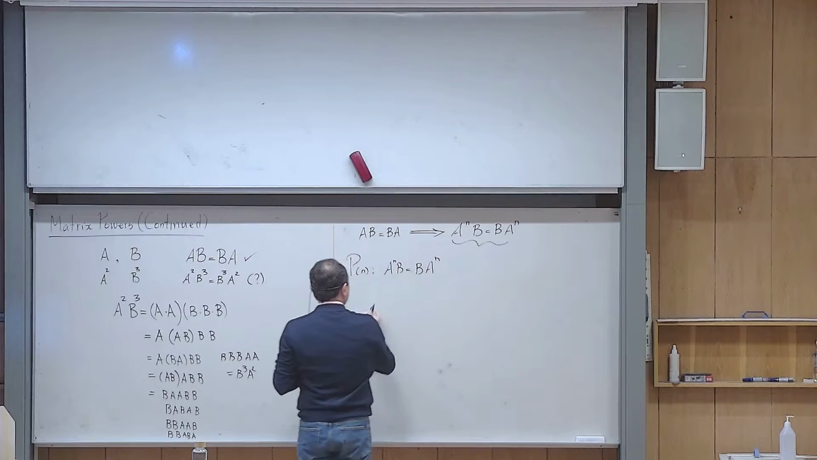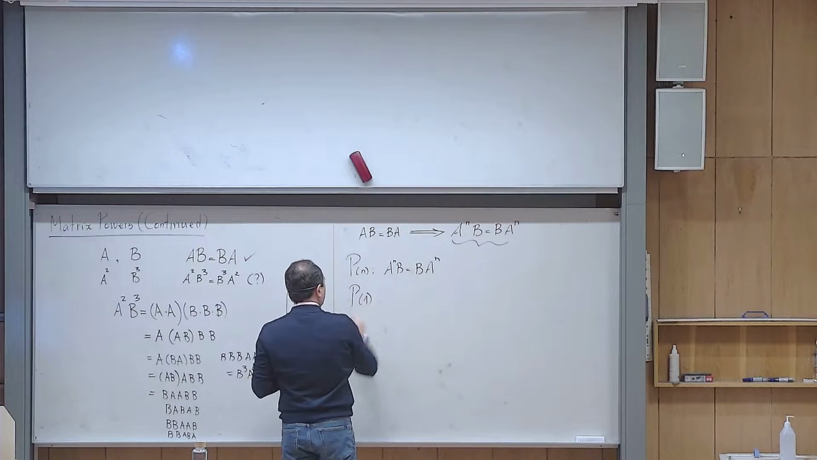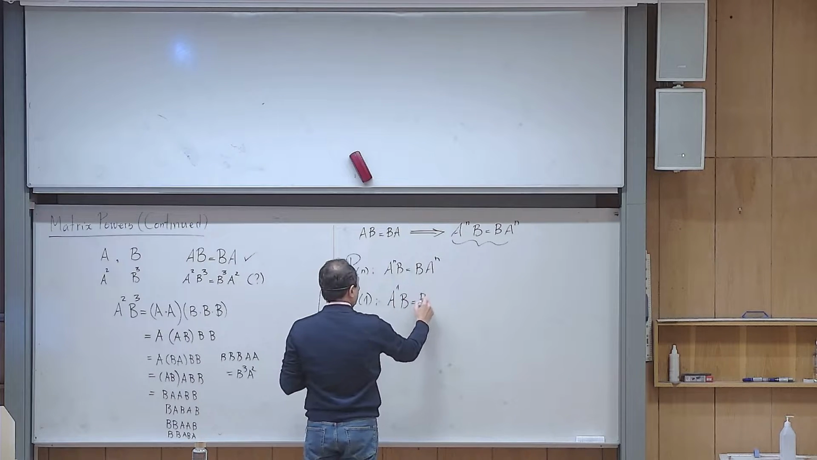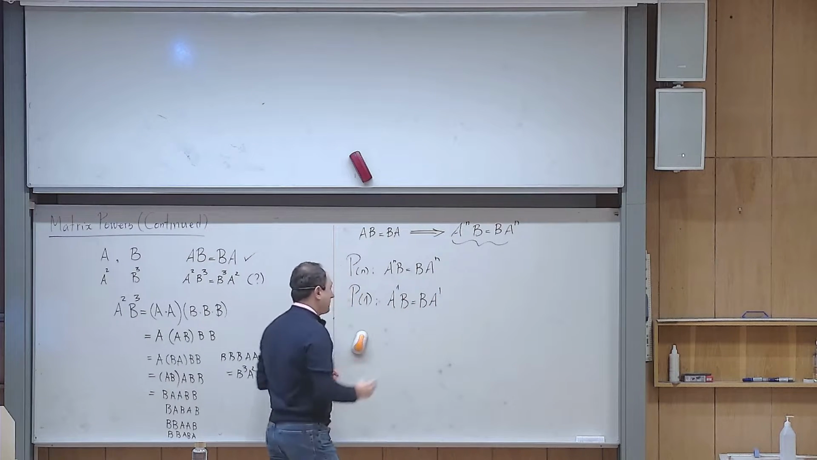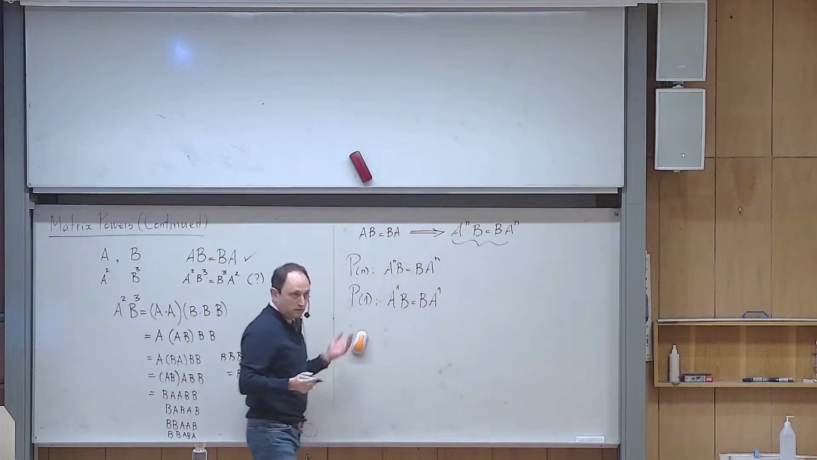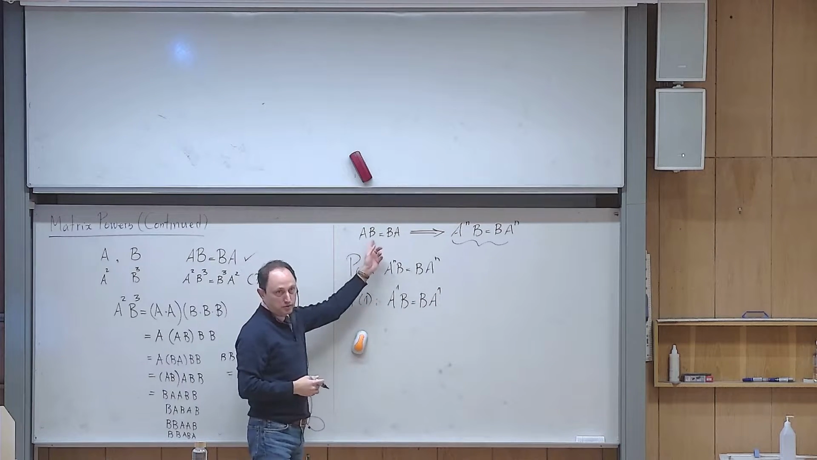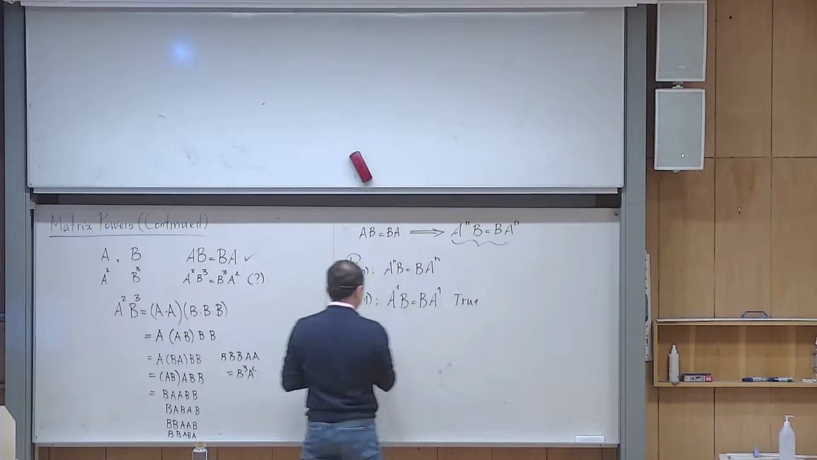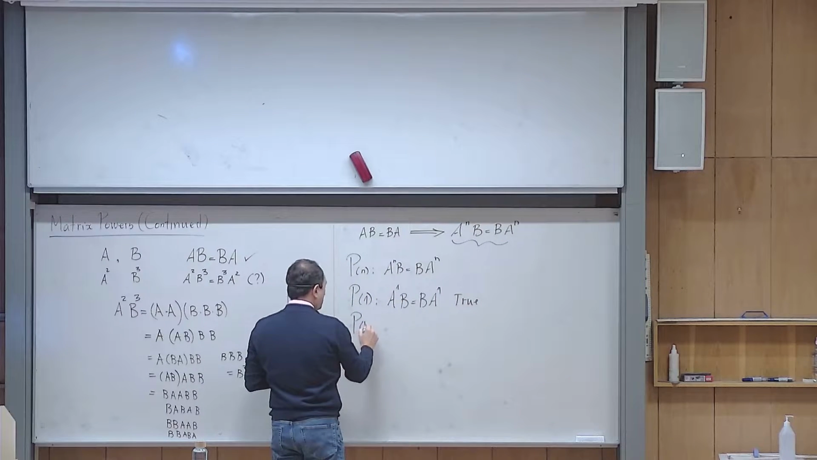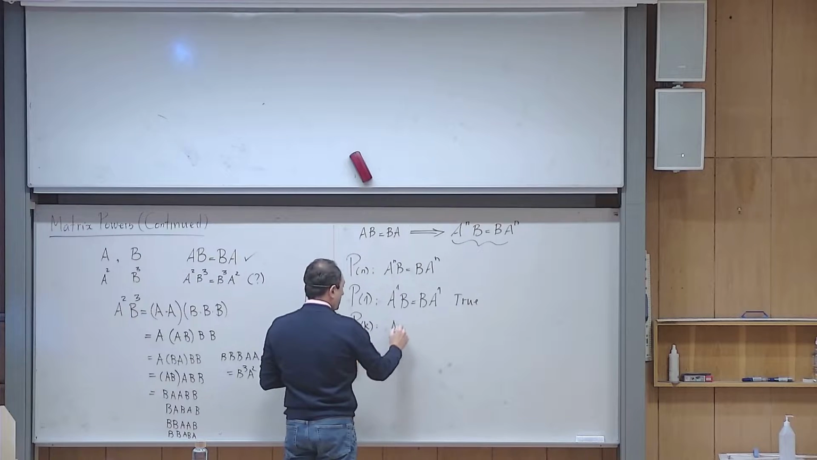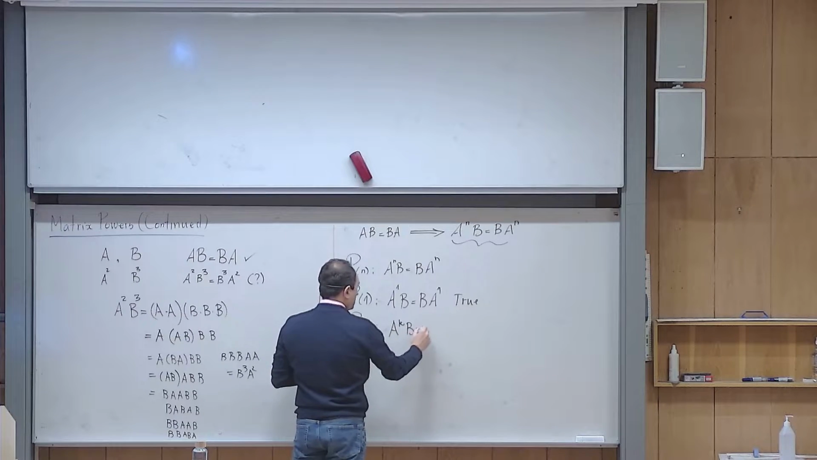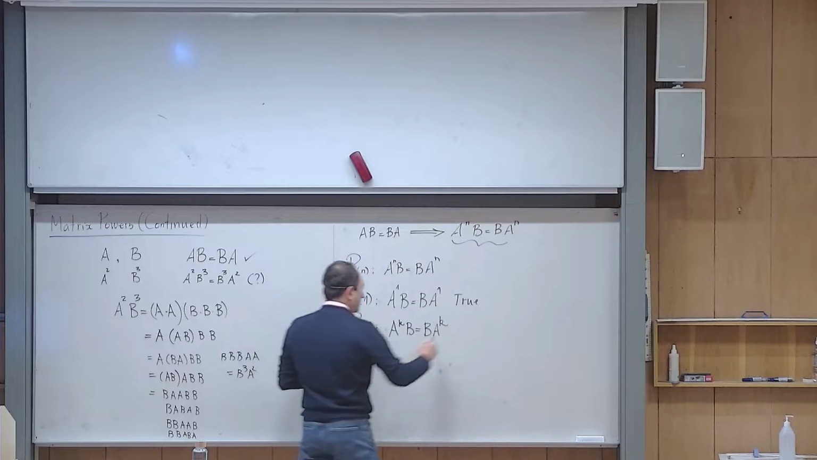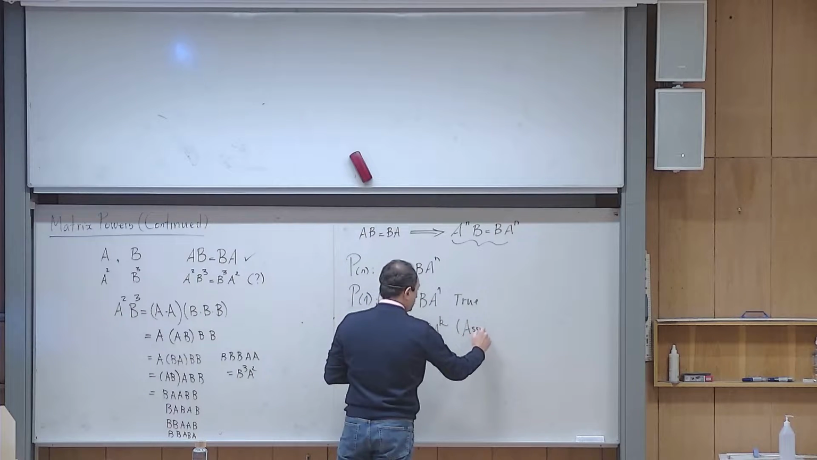So the first thing that I do, I will check the validity of P(1), which is A to power 1 B is equal to B A to power 1. True or false? It's true because this is my assumption. So that's true, because A to power 1 is just A. Now assume that P(K) is true. It means that A to power K B is assumed to be B A to power K, assumed to be true.